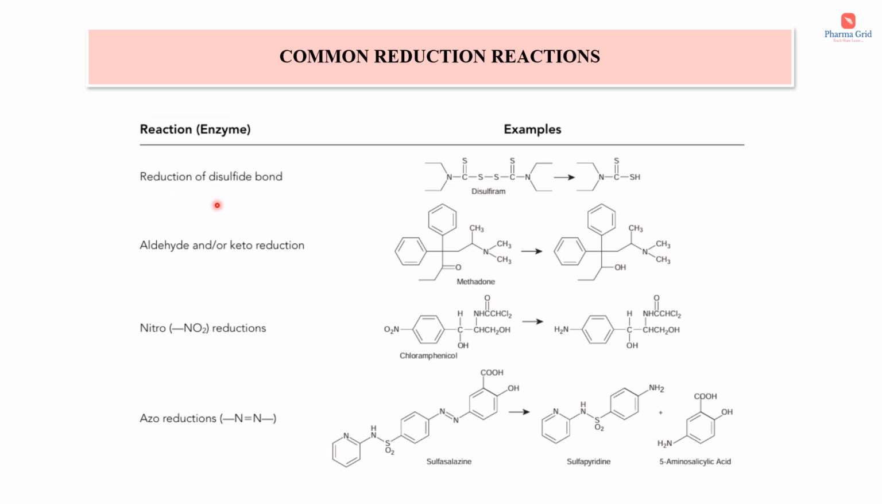So the first one is reduction of disulfide bond, for example disulfiram. Then aldehyde and keto reduction, example is methadone. Next is nitro reduction, for example chloramphenicol, which is an antibiotic. Then azo reduction, an example is sulfasalazine. So sulfasalazine undergoes azo reduction to form sulfapyridine and 5-amino salicylic acid.